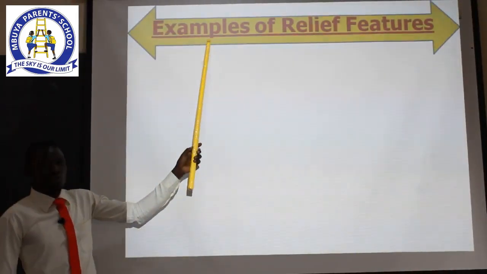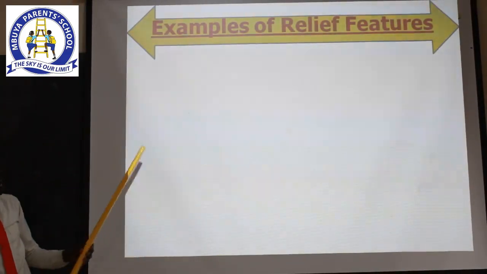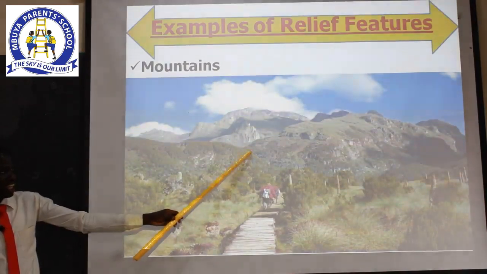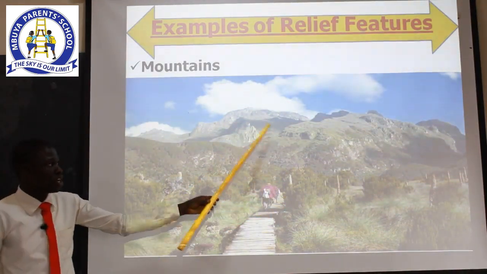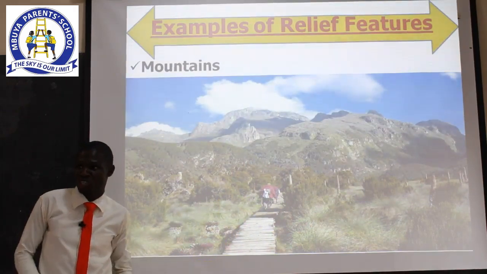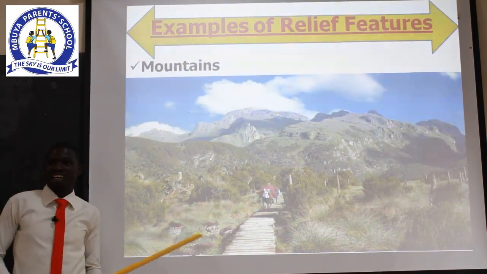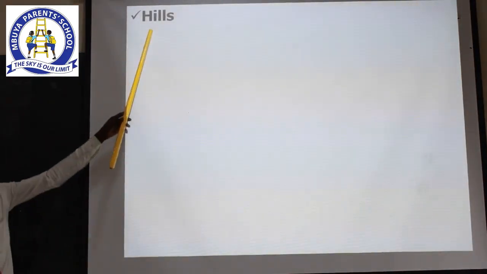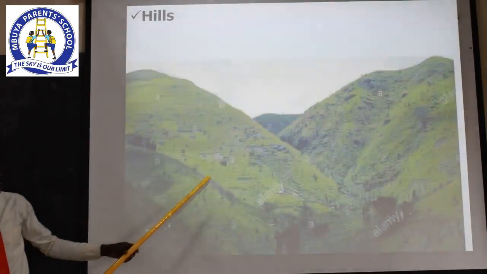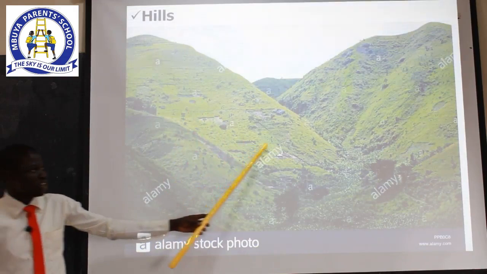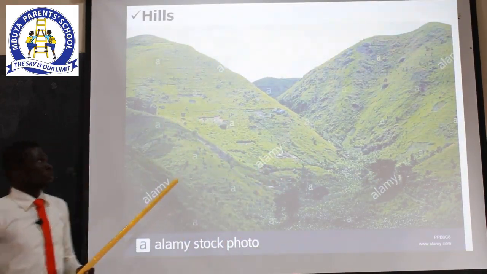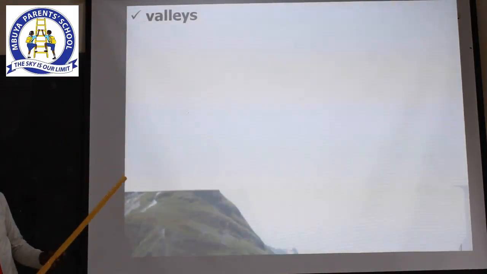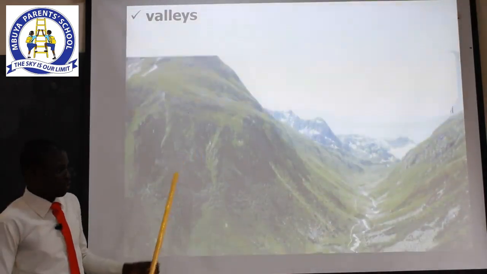These are the examples of relief physical features. One, the mountains. And what you are seeing in the picture is a mountain. And you should also be in position to draw it very well. Let's move on to another relief physical feature, the hills. And what you are seeing coming here is the picture of a hill. Let's move on to another one, the valleys. This one is a picture of a valley.